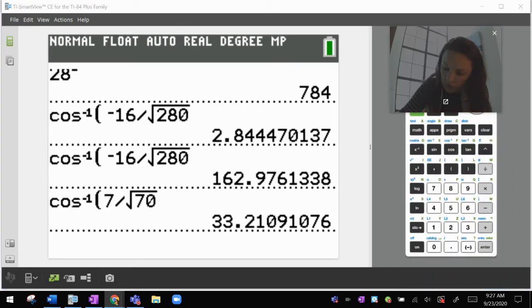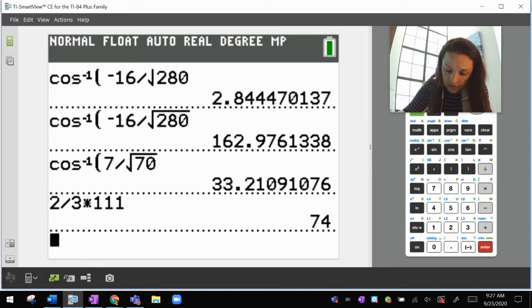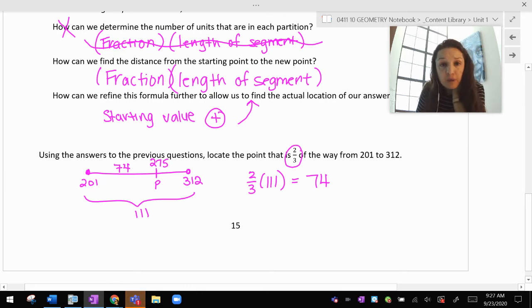So what was it? 2/3 times 111. And I think that's 74. I am correct. It is 74. Now, that doesn't mean that P is 74. That means that this is 74 units long. 201 plus 74 is 275.